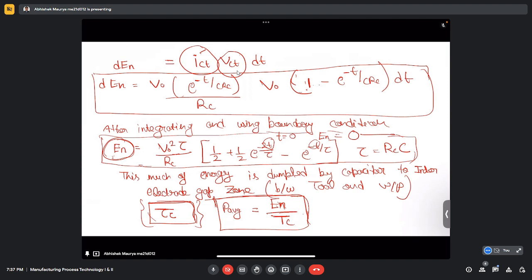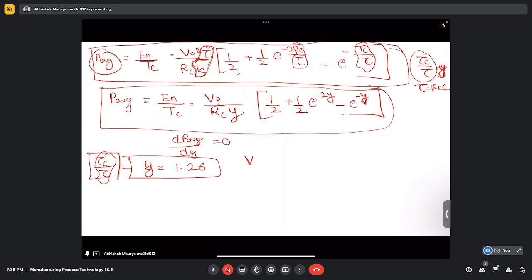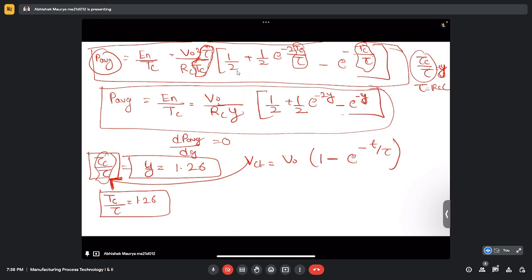How can we control it? Let me find out what is the maximum voltage up to which we have to charge the capacitor so that this condition is fulfilled. As I already told, VC(t) is equal to V0 e to the power minus t by tau. And we have already found TC by tau is equal to 1.26. That is needed for maximum power delivery. It means we need to charge the capacitor till the time TC is equal to tau times 1.26.